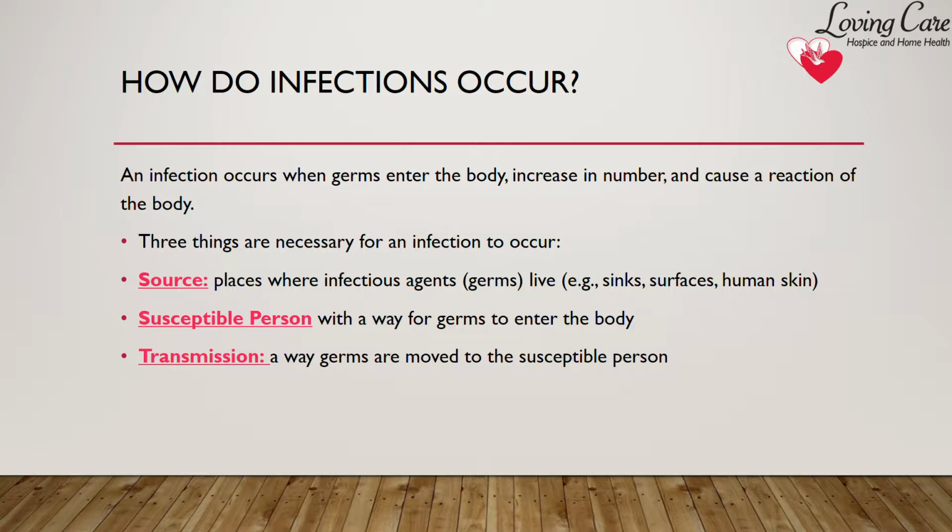For an infection to occur, we also need a susceptible person with a way for germs to enter the body. A susceptible person is someone who is not vaccinated or otherwise immune, or a person with a weakened immune system who has a way for germs to enter the body. For an infection to occur, germs must enter the susceptible person's body, invade tissues, multiply, and cause a reaction. Devices like IV catheters and surgical incisions can provide an entryway, whereas a human immune system helps to fight infection.